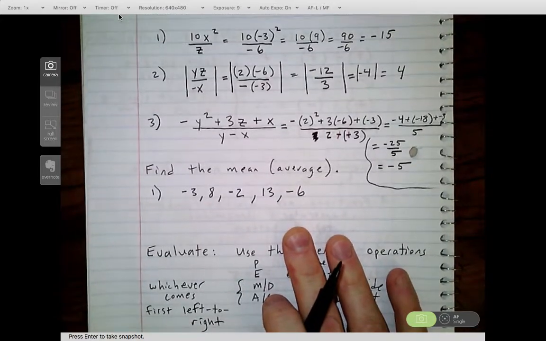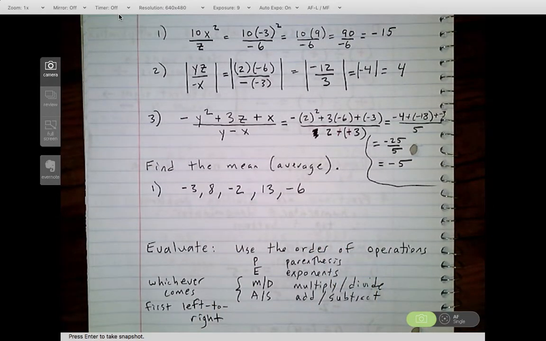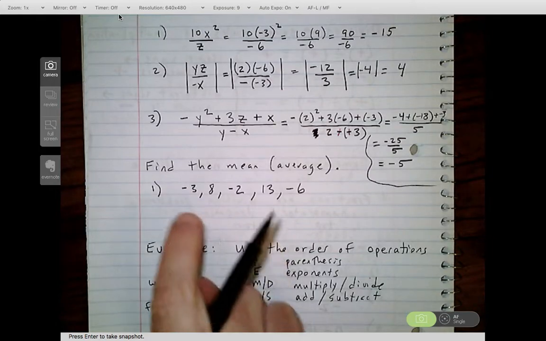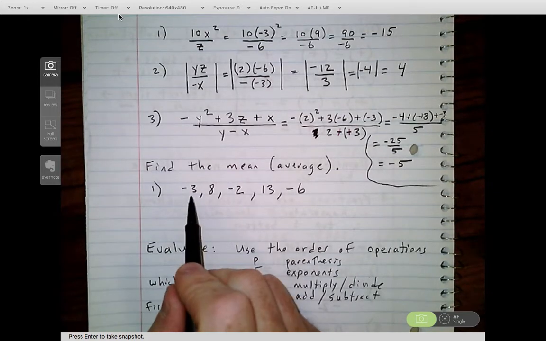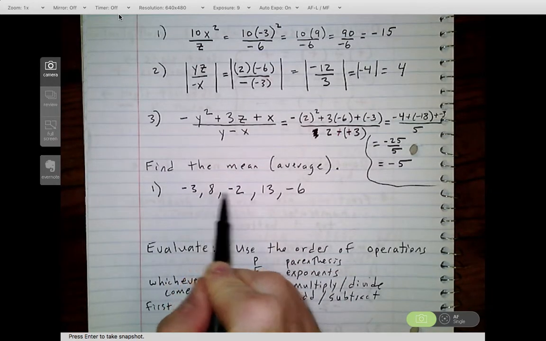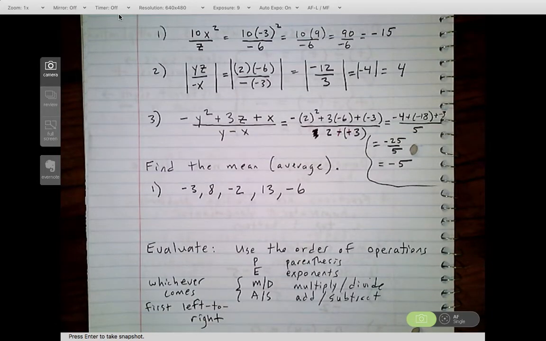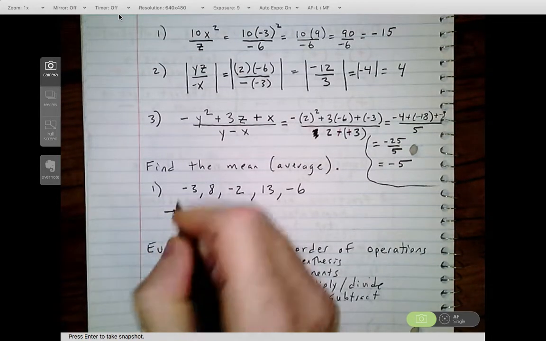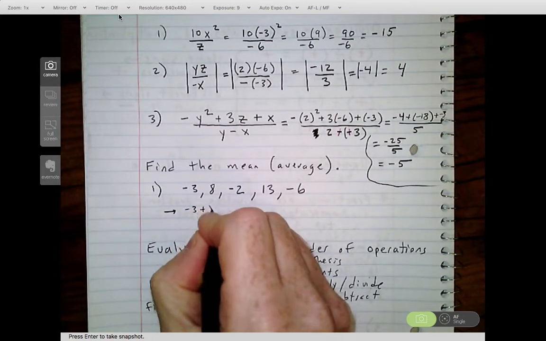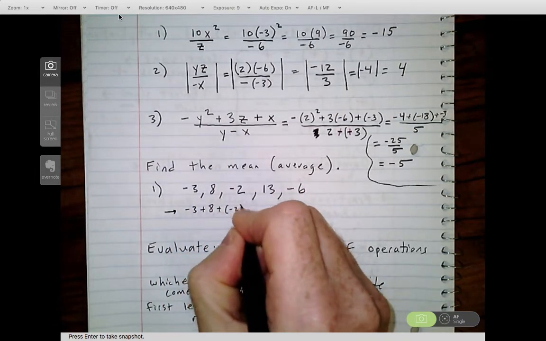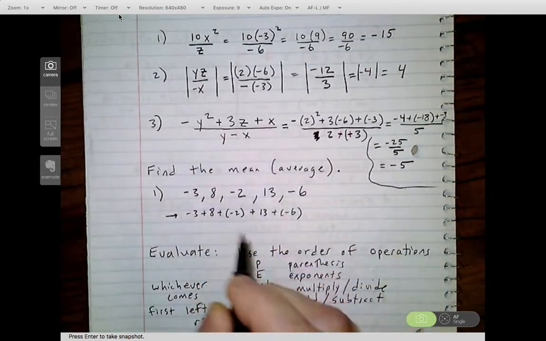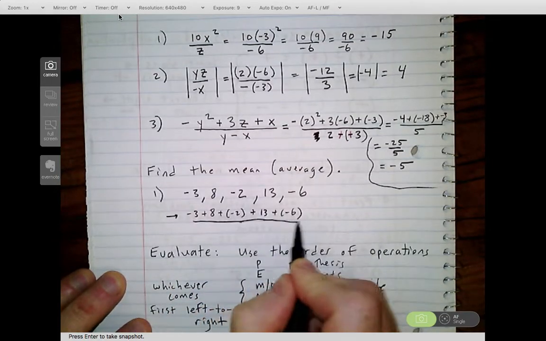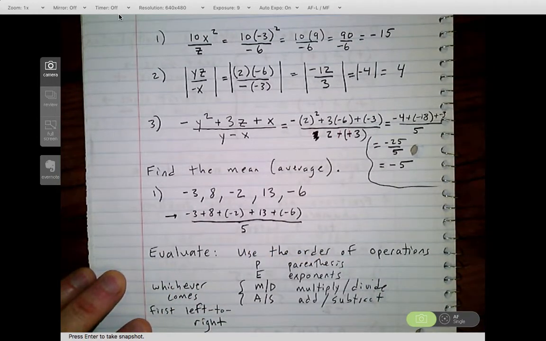All right, the next little problem is to find the mean or the average. So remember, with the average, we take all the numbers and we add them up and we divide by how many numbers there are. So in this case, we're going to add these numbers up, and there's 1, 2, 3, 4, 5 numbers, so we're going to divide by 5. So here we go. We got negative 3 plus 8 plus, again, I like to use parentheses when I have negatives, plus 13 plus negative 6, all over, I like to write it like a fraction when I do these, 5. And then we'll just work it out.